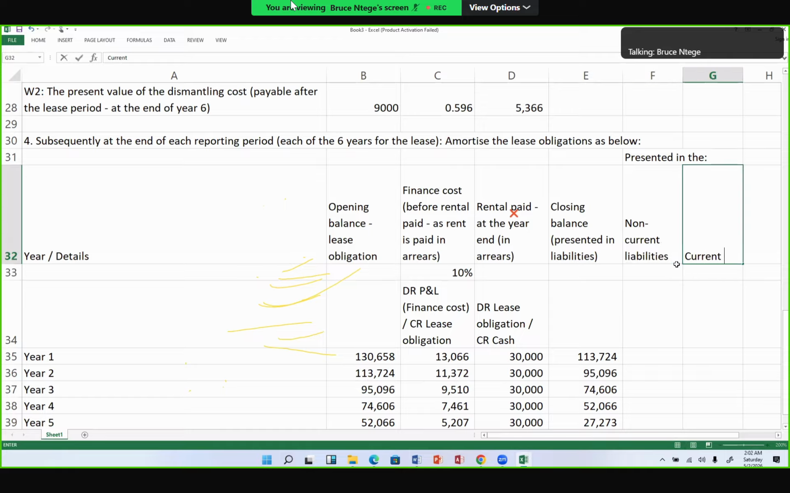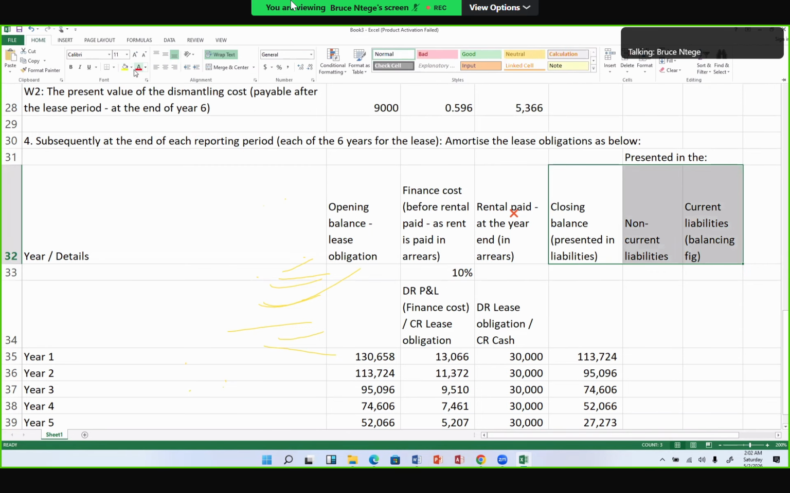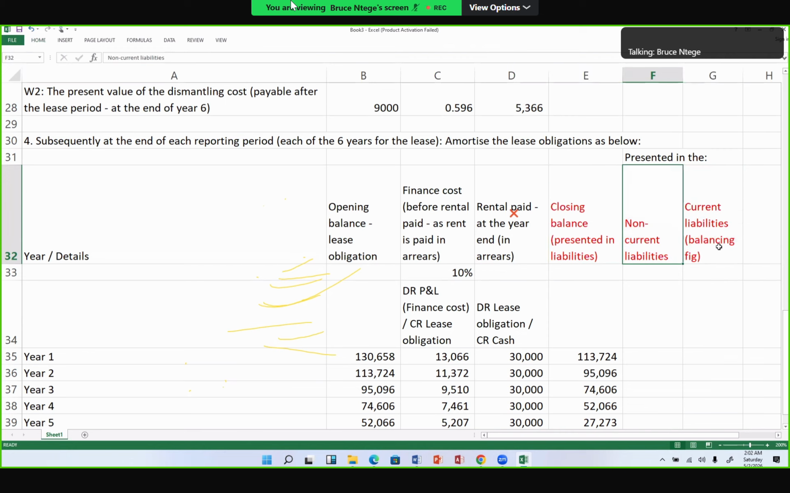So my amount that I represent to the current liabilities is going to be a balancing figure. So you want to present that closing balance. In other words, you are trying to align this here, so that I want to present that closing balance partly in the non-current liabilities and partly in the current liabilities. So for the non-current liabilities, you're looking at the balance after the end of next year. So balance after, or you can say balance at the end of the next year.